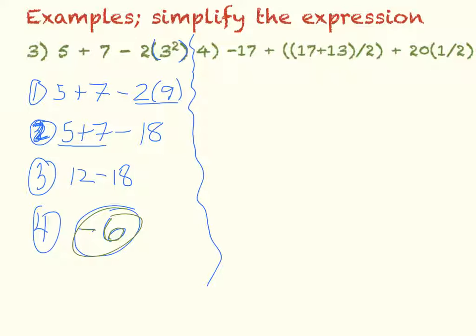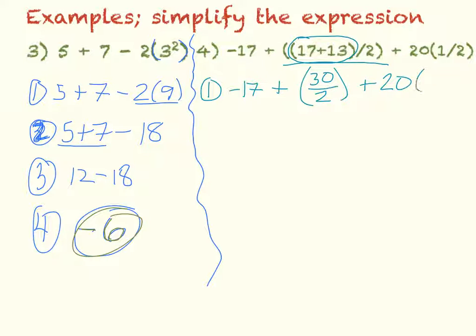And for number 4, we have negative 17 plus the whole quantity of the quantity 17 plus 13 divided by 2, plus 20 times 1/2. So our first step is to do parentheses. But this one, we actually have parentheses inside of my parentheses. So I have to do that part first. So I have negative 17 plus 17 plus 13, which is 30 divided by 2, and that's where my other parentheses are, plus 20 times 1/2.